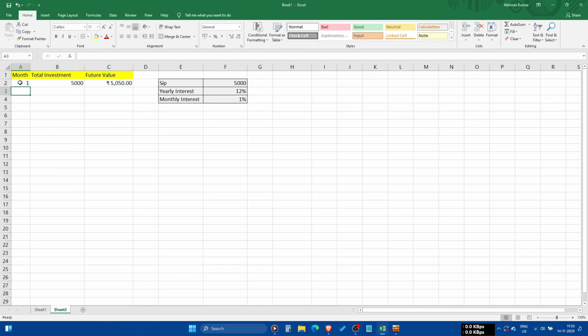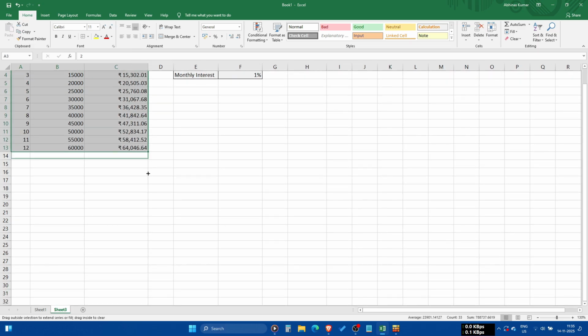Same for the second month. The total investment will be the previous capital plus the current SIP of 5,000, which becomes 10,000. All the same calculations apply. And same for the third month. Copy this formula down for all months, say up to 120 months for 10 years.